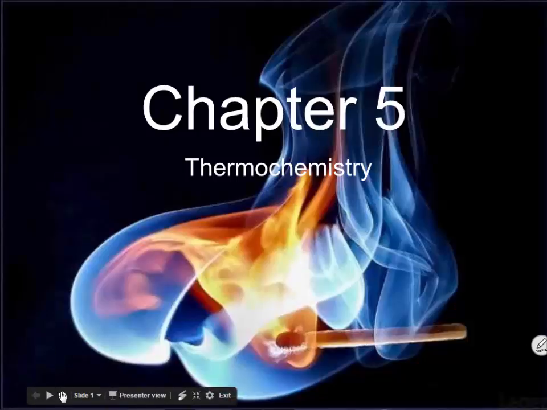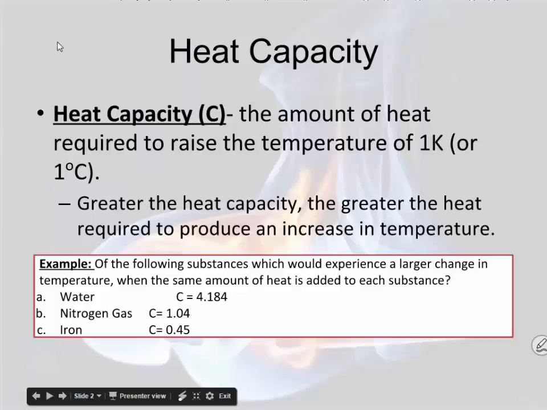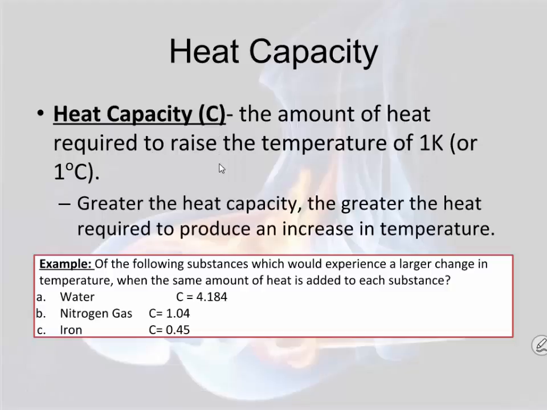We can do it in a couple different ways. So first we're going to talk about heat capacity. Heat capacity is the amount of heat required to raise the temperature of a substance by 1 degree Kelvin or 1 degree Celsius. And the greater that heat capacity is for a substance, the greater the amount of heat you have to add to get it to increase its temperature. So something with a very large heat capacity, you have to add a lot more heat or energy to change its temperature by 1 degree. Something with a lower heat capacity, it's going to take a little less energy to do that.